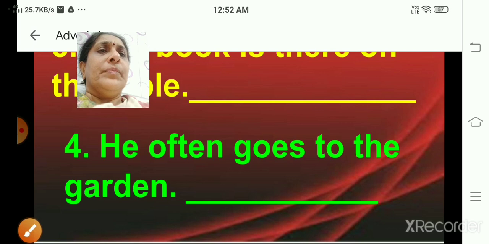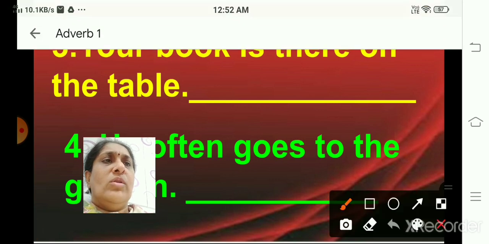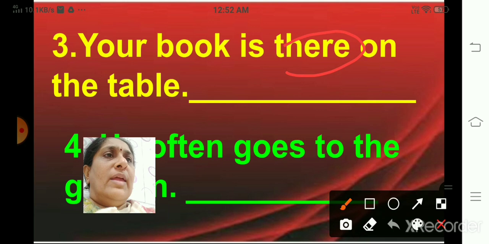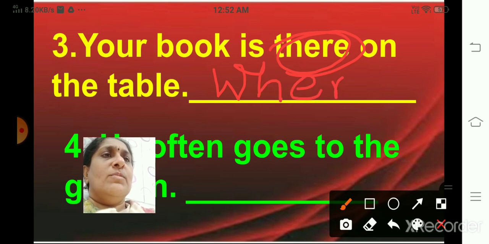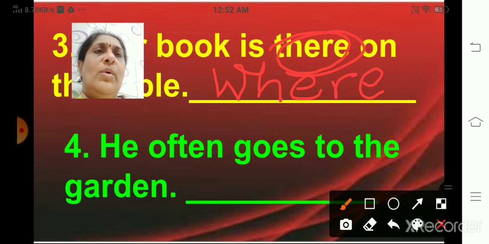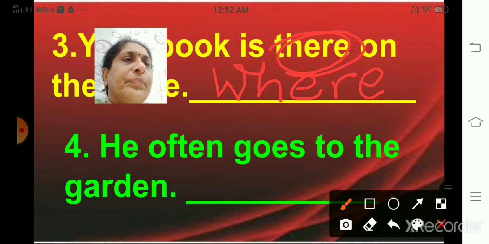Next. The book is there on the table. What is the adverb here? There. Okay. So we say right where. Where is the book? Your book is there on the table.